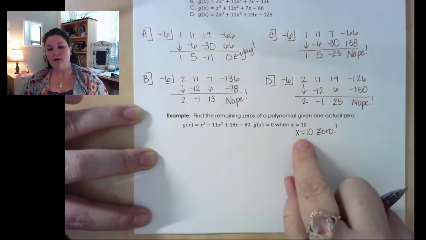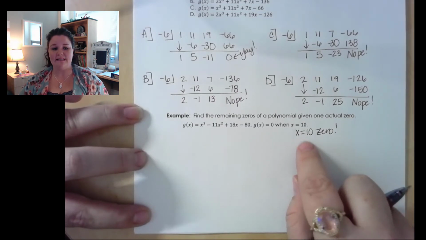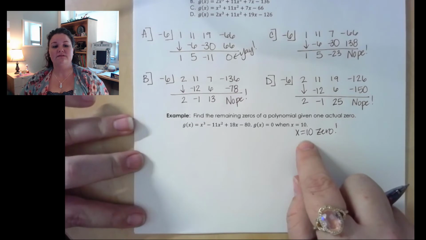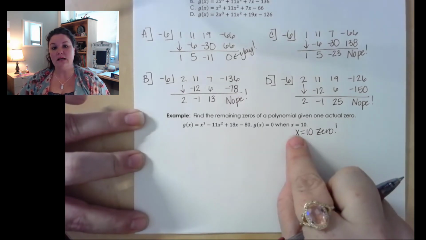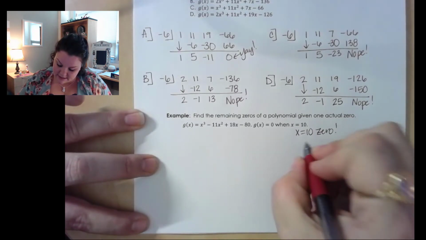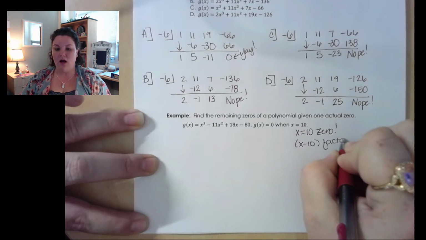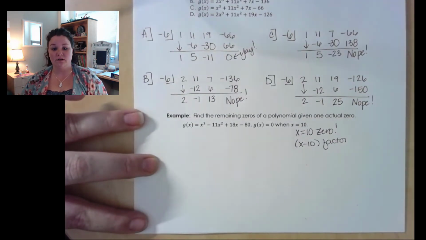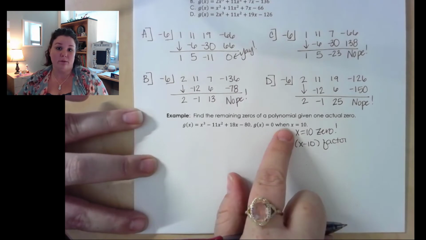Now, if we know a zero, we also know that it creates a factor, because the reason we get these zeros in these solutions is from solving a factor. So if I move this 10 back across the equal sign, that means x minus 10 is a factor of this polynomial function. So that's two bits of information just from them giving us a zero.